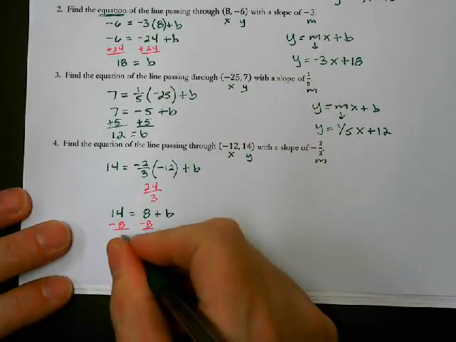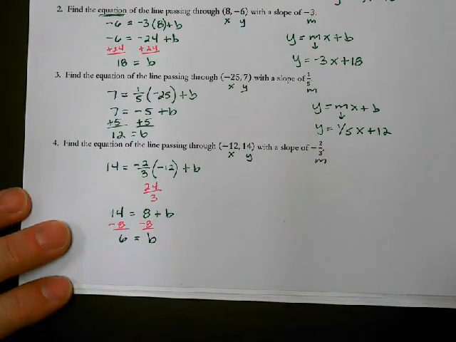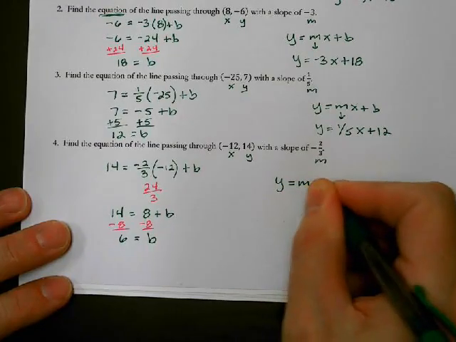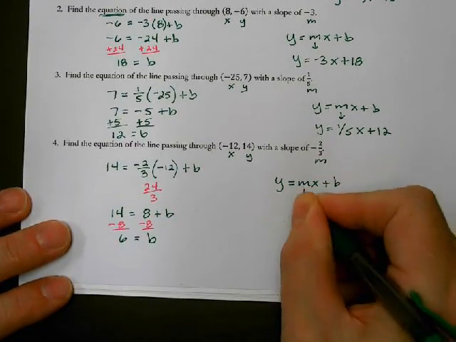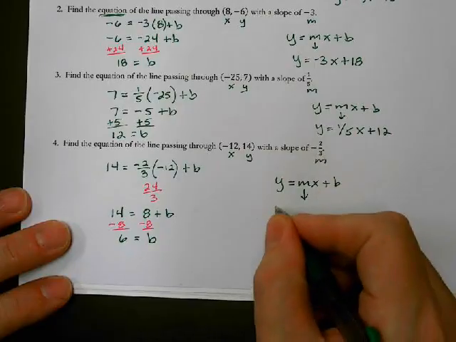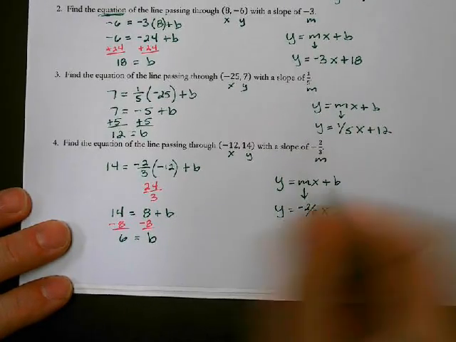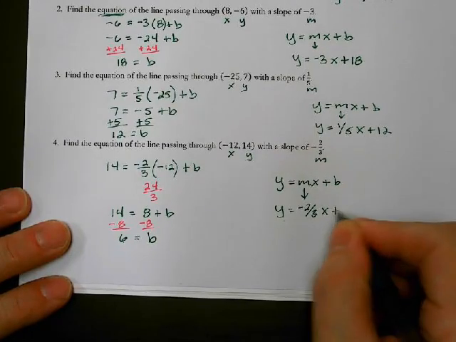I'm not done. I still need to write the equation. Y equals mx plus b. M, they gave to me, was negative 2/3. X and b we just found was positive 6. Done.